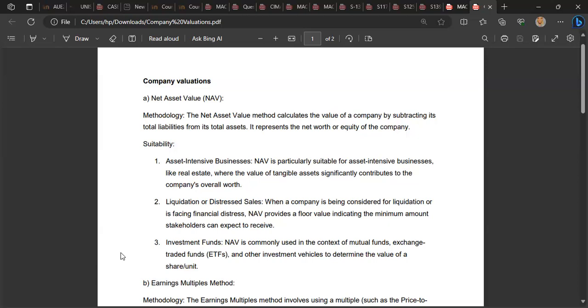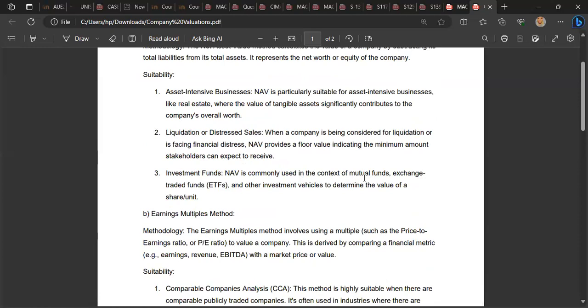And then, of course, investment funds. It's commonly used in the context of mutual funds and exchange-traded funds and other investment vehicles to determine the value of that particular share. Again, this is a lot similar because these investment funds are also some sort of assets as well, right? And then in most cases, if you want to get the underlying value of those assets, then you want to look at the underlying value of those investment funds. Again, you might want to look at the assets that are backing up those investment funds. Sometimes it could be gold, sometimes it could be, God knows what it could be.